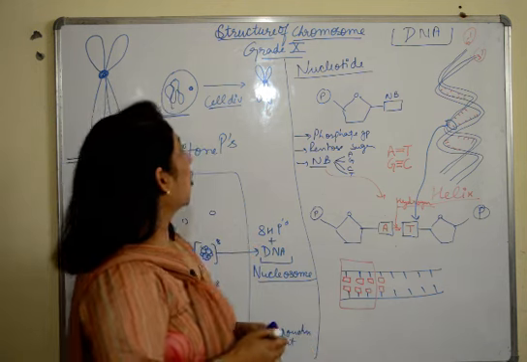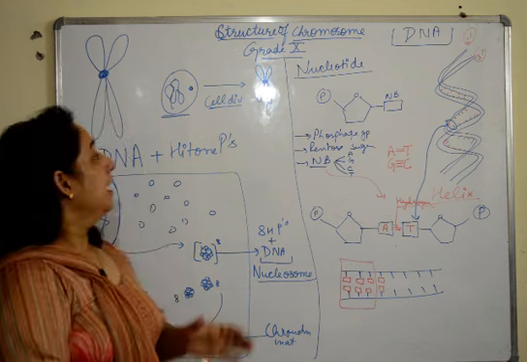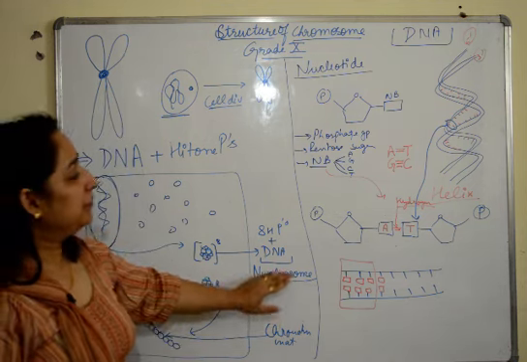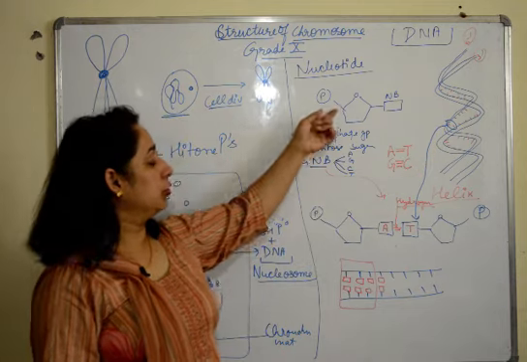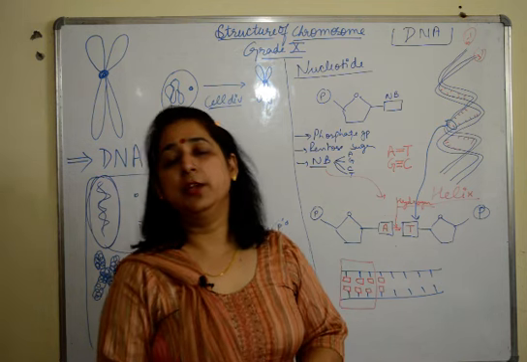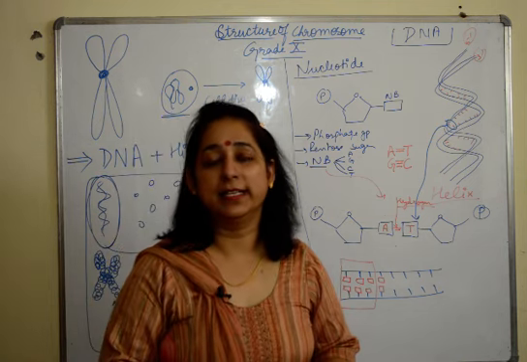Fine. So this is all about the structure of chromosome. I have told you how this butterfly-like structure is formed from the nucleosomes. Then we have discussed the structure of DNA, nucleotide, and how they are paired to form the DNA. In our next video, we will start with the next chapter, that is genetics.